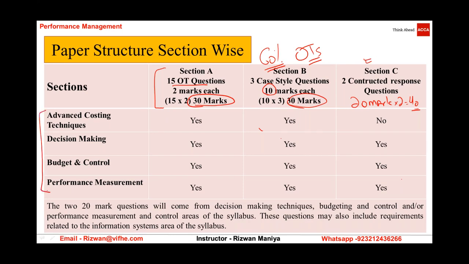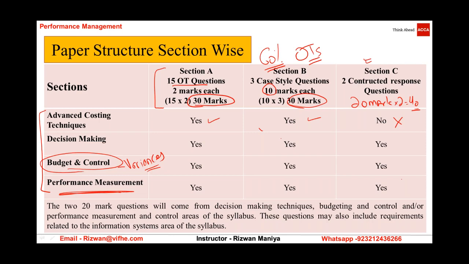As you can see, advanced costing techniques will be tested in Section A and Section B, but not in Section C. So topics like activity-based costing, target costing, life cycle costing, throughput accounting, environmental management accounting will not be tested in Section C. Then we have decision making, budgeting and control, and this also includes variances. It's not just budgets, it does include variances. And performance measurement, one of the most important examination areas. These all three will be tested in Sections A, B, and C.